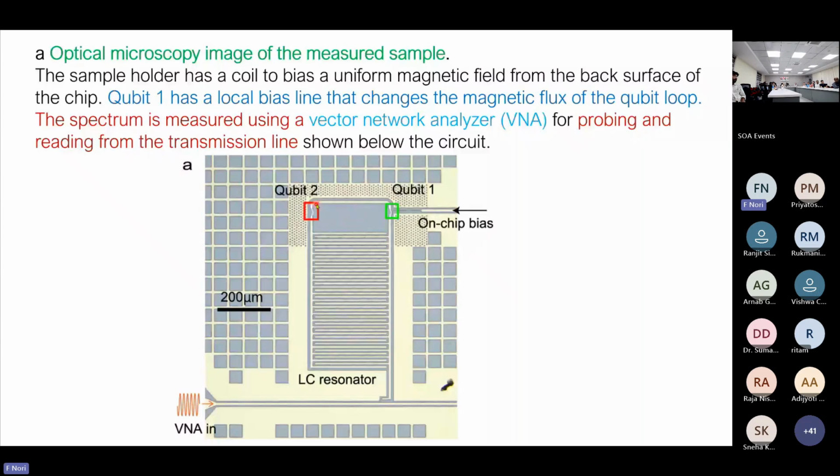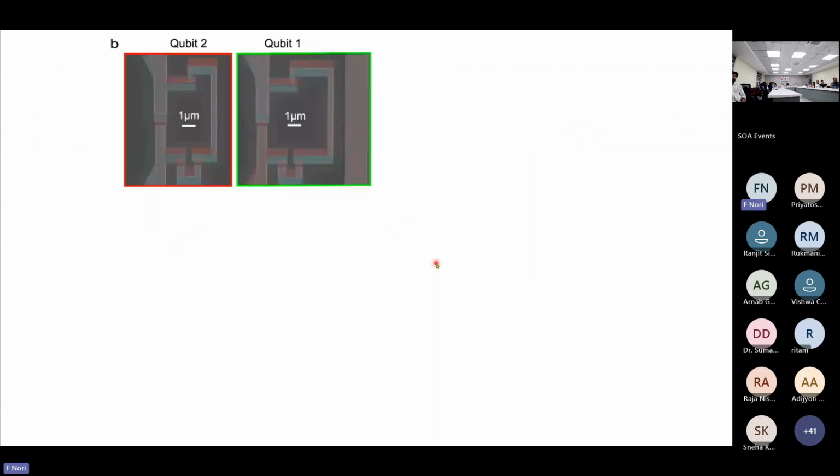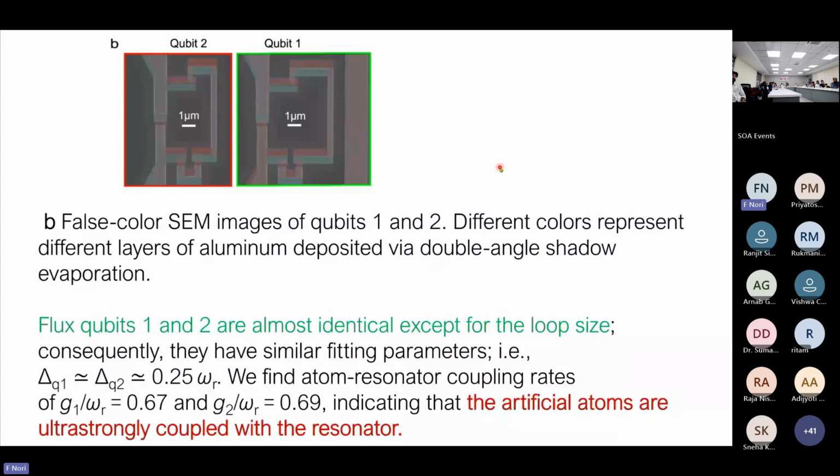So you measure this with a vector analyzer for probing the transition lines. You put the photon here and see how it's affected by this system. There's a green qubit, and the red qubit is about a few microns away, as you can see there. Because many presentations are mostly theory, I would like you to see experiments, because the theory can relate to experiments here. These qubits are almost identical, but they can be shown to be in the ultra-strong coupling regime, because the coupling strength is more than 10%. Instead of being like 0.1, it's like 0.6 to 0.7. So it's definitely a strong coupling regime.